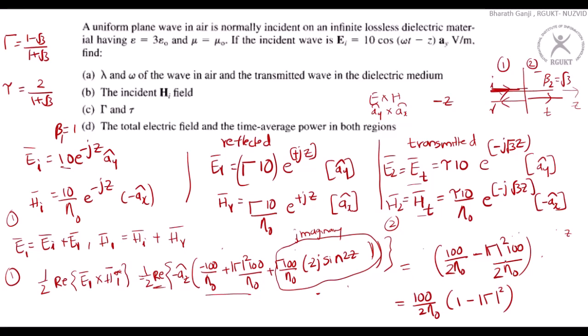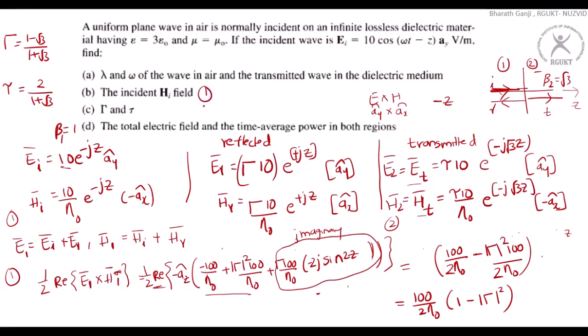Let me put these results aside and after that we'll talk about it. But this is the result which we got. This is the total time average power in the first region. In the first region there is an incident wave and there is a reflected wave, so this is the total time average power which I get. Let me write this somewhere so that we don't lose it. Let me write here, there is some empty space.